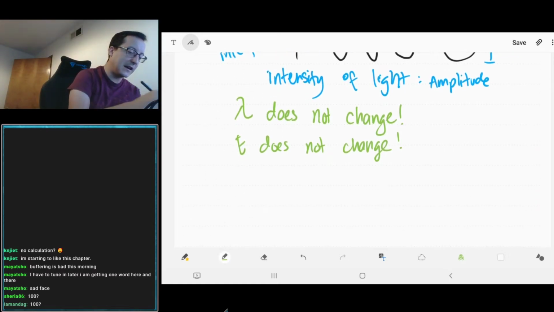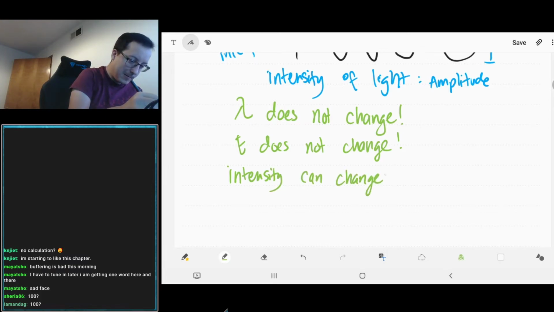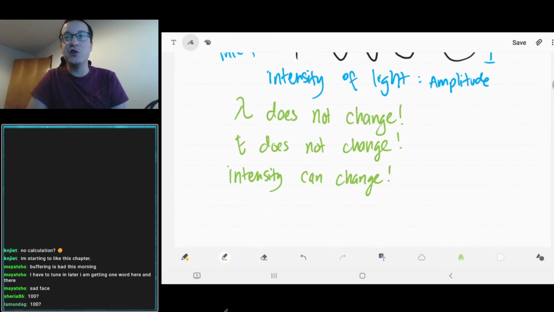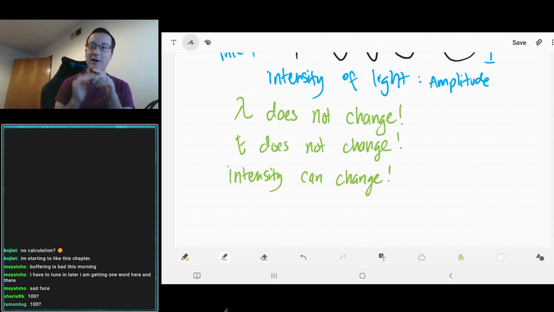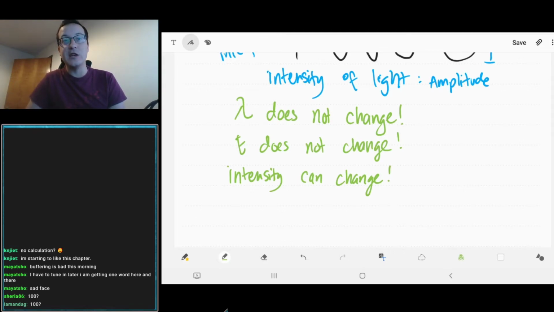Okay, so intensity can change, but the frequency and energy do not. Just understand that the intensity of light, how bright it is, is not necessarily the same thing as its energy. Okay?